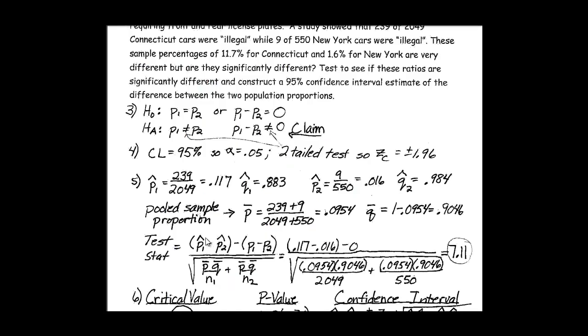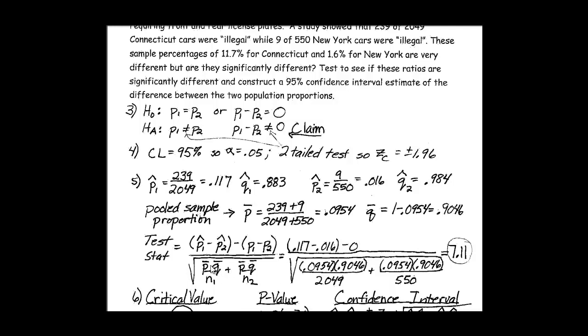So p-hat 1 minus p-hat 2 would be 0.117 minus 0.883. That's what we're going to pull in here. Now, our population proportion, we're assuming that both of these are equal to each other. So whatever they are, we don't know what they are, but whatever they are, the difference should be 0. So that's when we plug in 0 here.